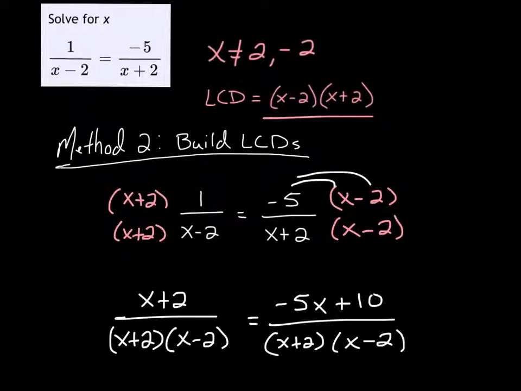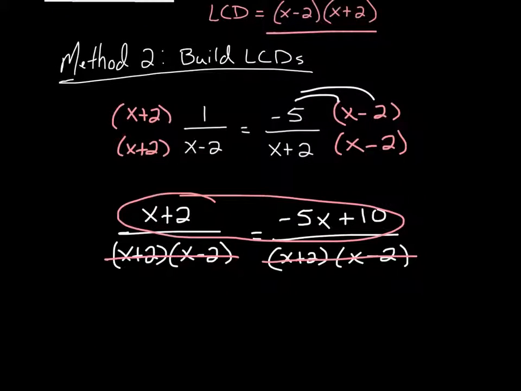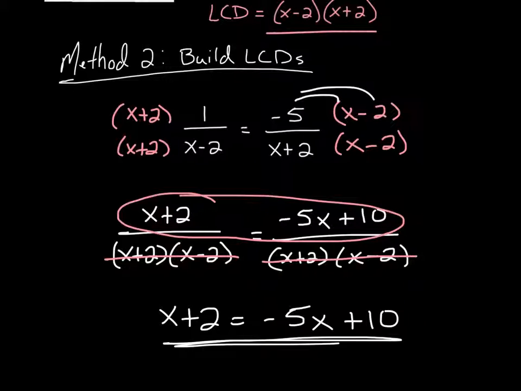So with this method, what we do is we build all of the fractions or all the terms in our equation to have the same denominator. And then once we have that, we just strike the denominators from the conversation. So now we can remove these x plus 2 and x minus 2 and just set these numerators equal to each other. And that gives us the same equation that we had for the other method, x plus 2 equals negative 5x plus 10. And we'd simply continue solving this in the same way that we showed before.